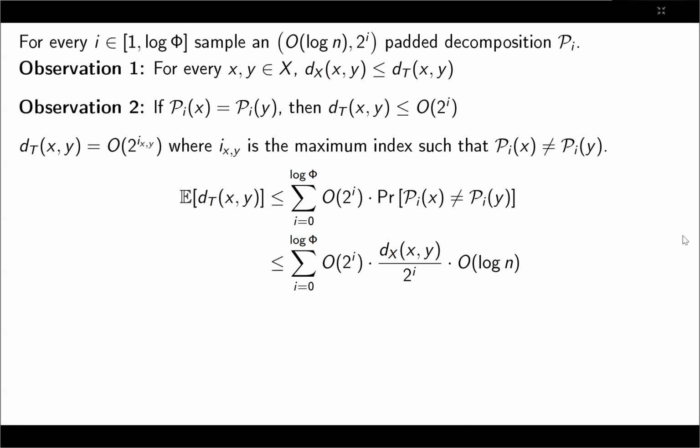So this is the padding parameter, and this is gamma. So this is the probability to be cut, and this is just taken from here. This is the penalty for this, if we cut this, it is here. Great. So now this 2 to the i cancels out, and because we assume phi is polynomial, we get log squared.